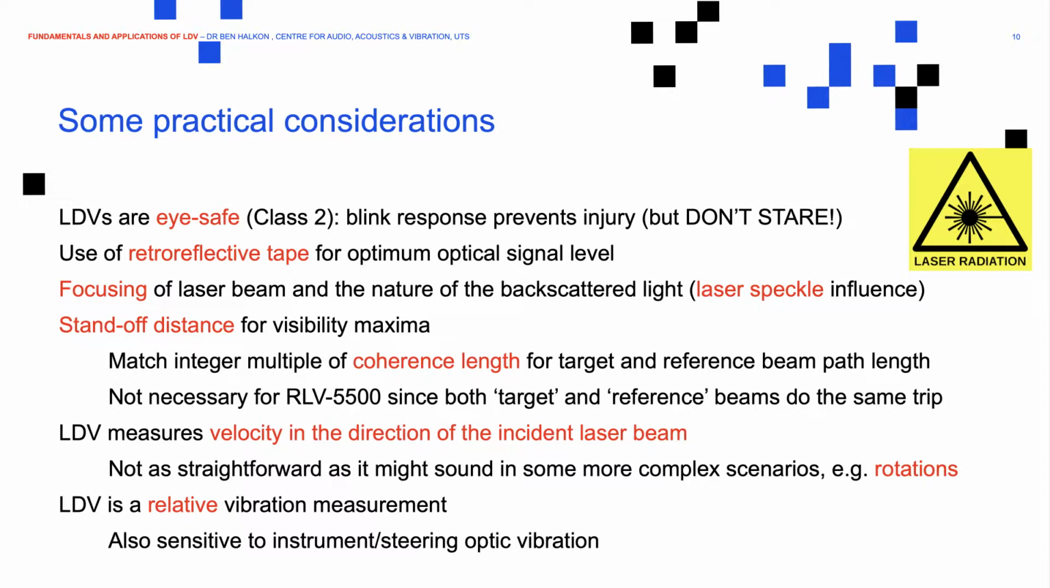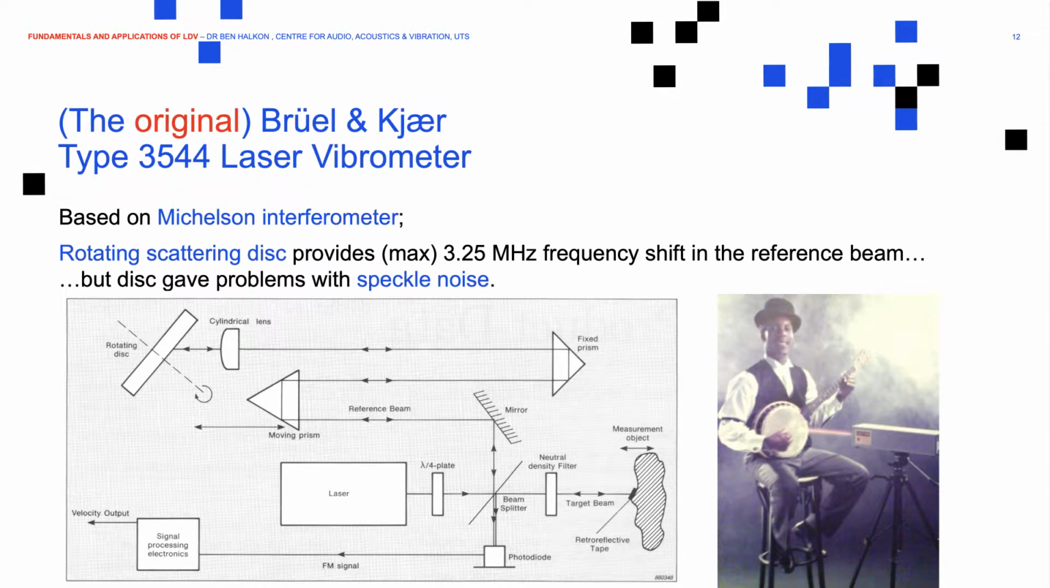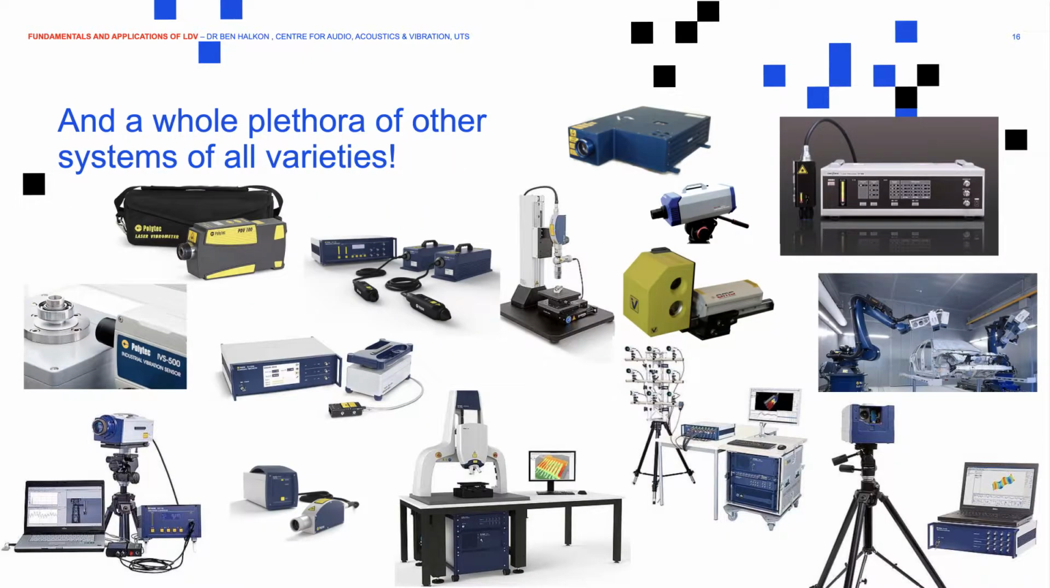I've mentioned the fact that we measure velocity in the direction of the laser beam. That's not necessarily as straightforward as it might sound, particularly when we have rotations. And I've talked about the relative vibration measurement concept. So anything that we use to steer the beam that might vibrate, we also measure that vibration. I'll maybe skip through some of the slides on original measurement scenarios and more recent setups, so interferometer descriptions and so on. Those are in there if people are interested to get into it in some more detail. I can talk around these later.